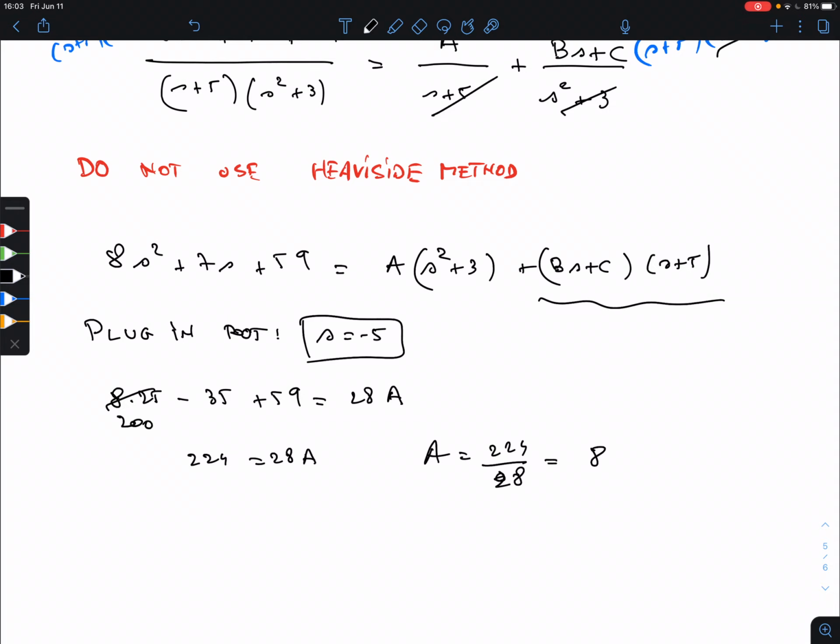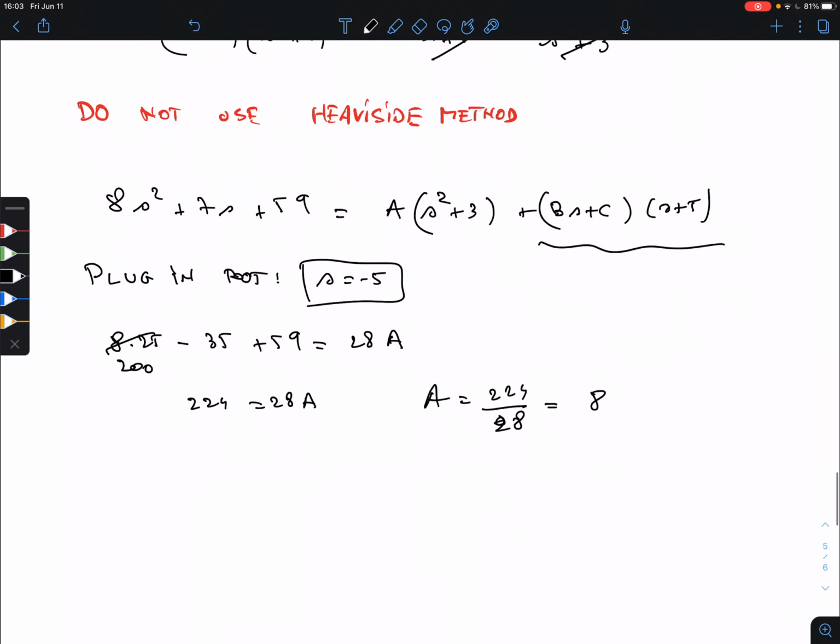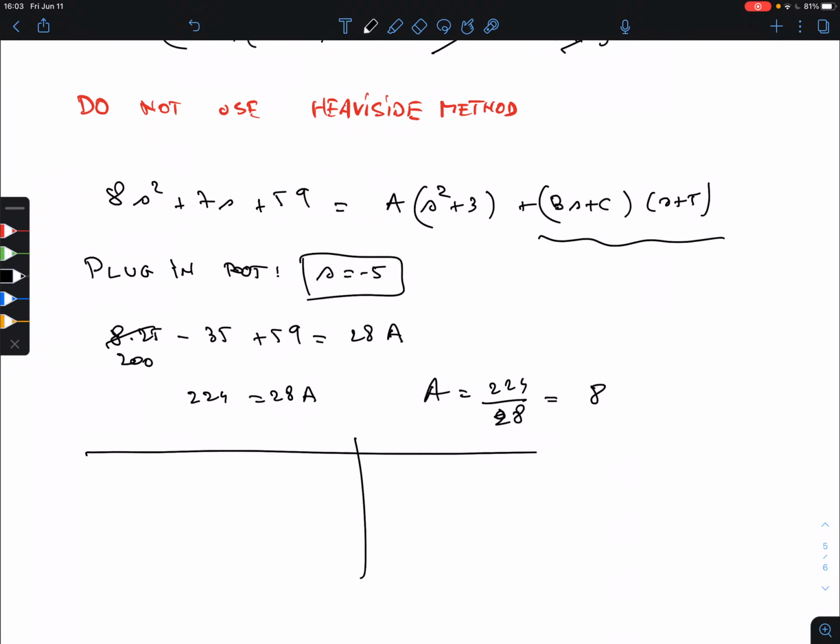But how do we find b and c? Well, now we have no choice but to expand and compare coefficients, or just plug in special values. So there are two methods now: either compare coefficients by expanding, what we have done often in this course, or plug in values for s.